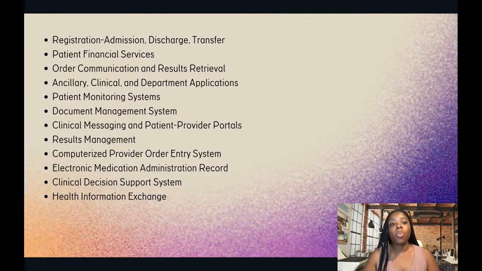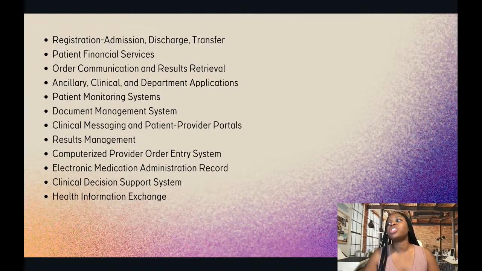All of these systems and modules can be found or could be classified as components within an EHR system. Why are they there? Because they will help support the journey of the patient and also help the provider to easily and more effectively treat the patient.